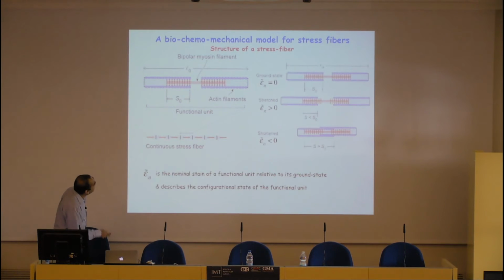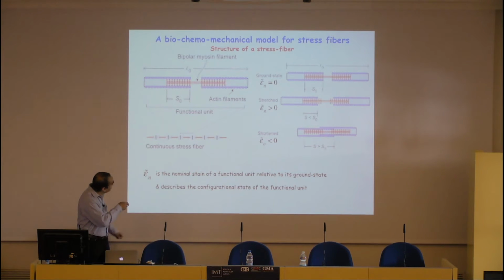And this functional unit, of course, has an internal state variable, because I can either pull it. So this would be in the ground state. If it's stretched, it would look like this. And if it's compressed, it would look like this. There's some internal state variable describing the strain state of that particular functional unit.